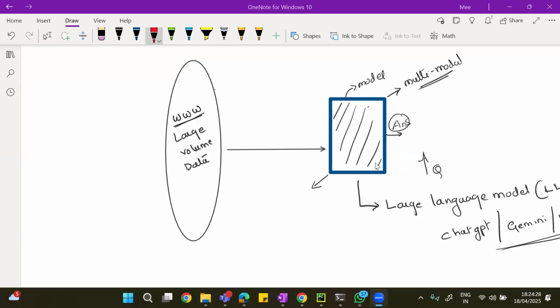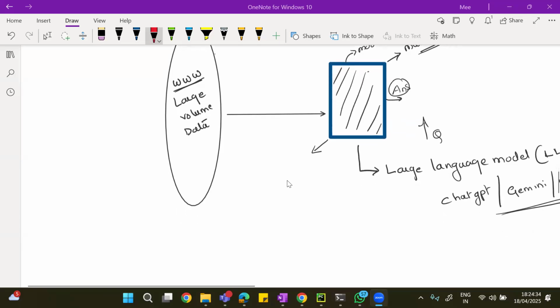It takes billions of dollars to do it. So what we are going to do in generative AI is take the existing models like GPT-4 or GPT-3, all these models, and create our own LLMs. That is what we will be doing.